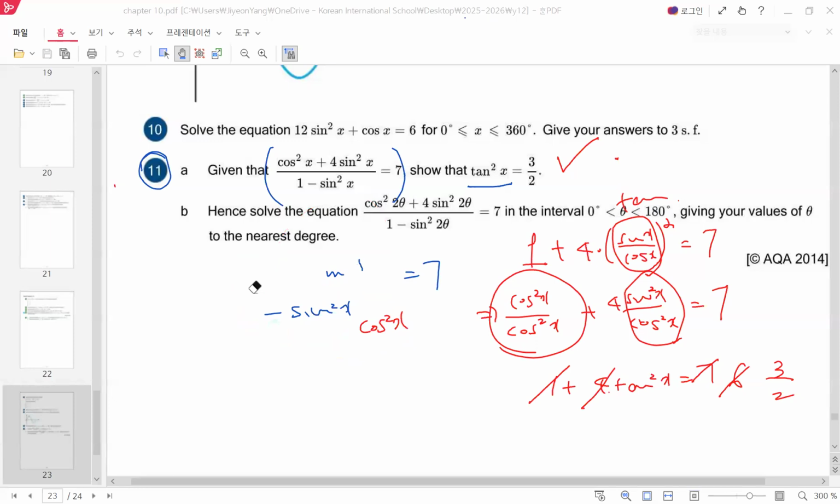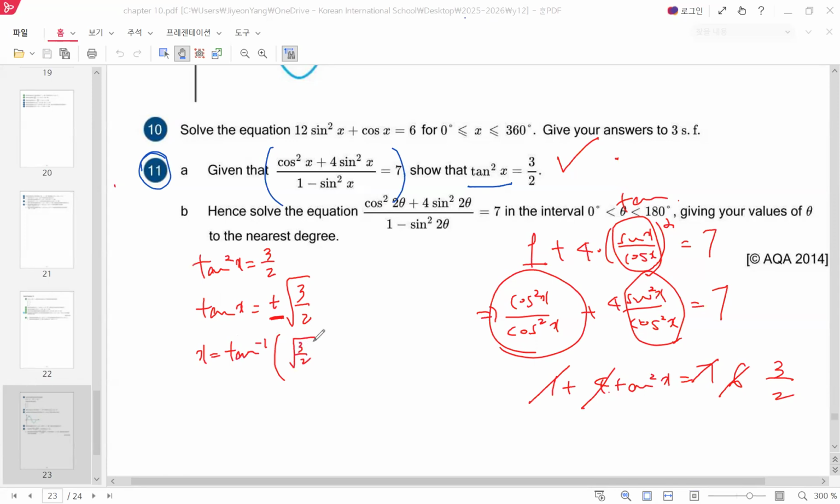After that, you need to solve this equation. Tangent square x equals 3 over 2, which means tangent x is either positive square root of 3 over 2 or negative square root of 3 over 2. Understand? So find the value of x by using your calculator. Tangent inverse of square root 3 over 2 and tangent inverse of negative square root 3 over 2 first. Please, by using your calculator, give me these two values, students.